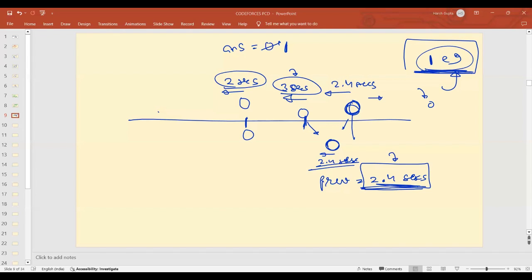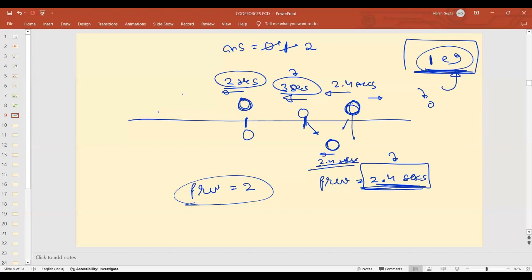This ball is taking 2 seconds and the previous one was taking 2.4 seconds. Can I say that these two will never collide? Now, since they will never collide, my answer will change to 2. And for all the balls towards the left, the previous will now get updated to 2.